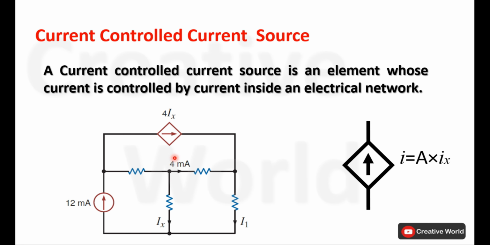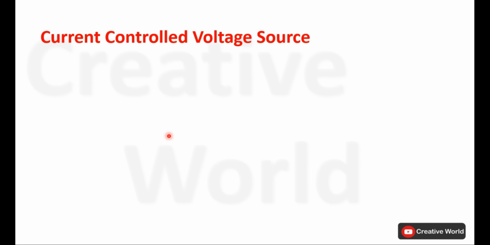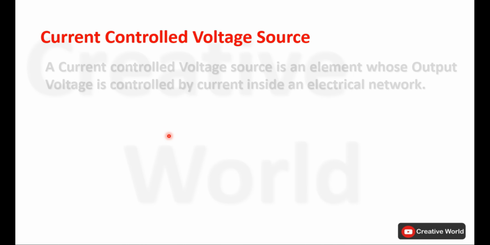Here is an example of a current controlled current source used in a network. The current through this element is being controlled by the value of 4Ix, and Ix is the current through this branch. If any change occurs in the value of Ix, this will affect the output current of this dependent current source. Next one is current controlled voltage source.